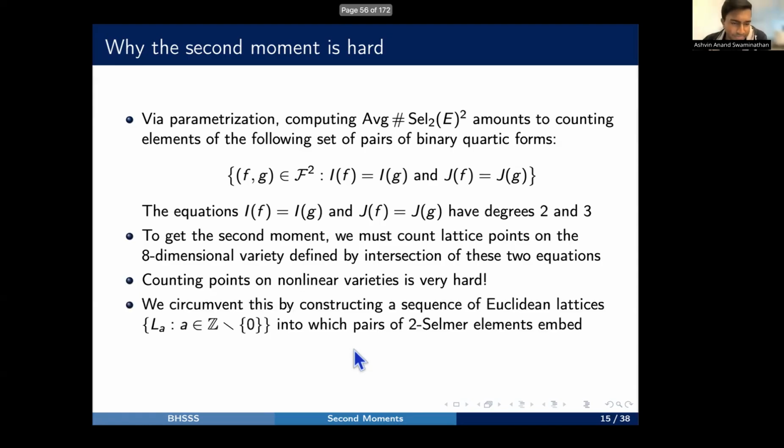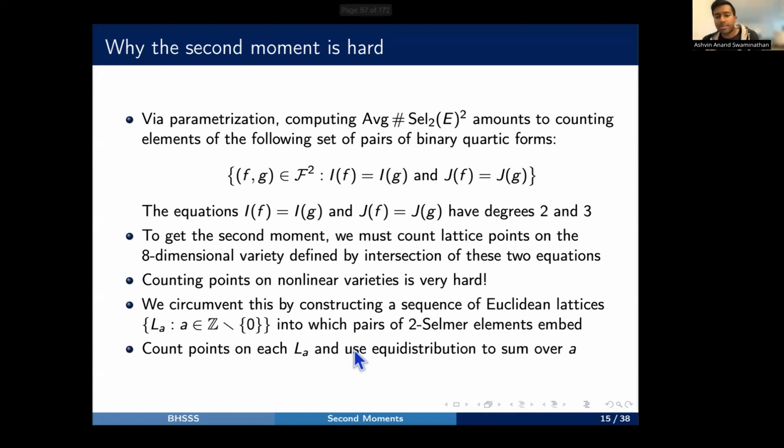The way we circumvent this problem is that we show that the set of lattice points on this variety can be represented as the union of lattice points over an infinite family of lattices. We count the points on these lattices individually, and then we sum over the lattices using equidistribution methods. That's very, very briefly how the proof of the second moment result goes.